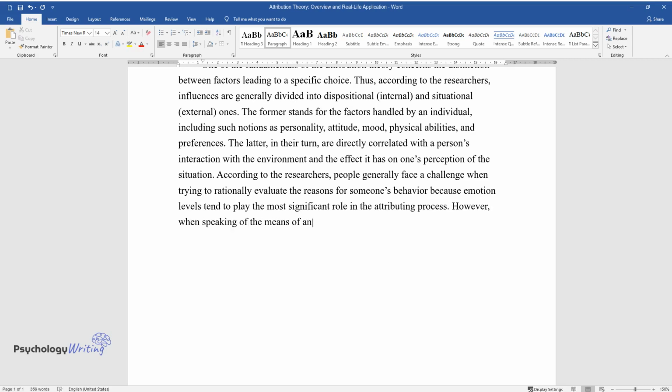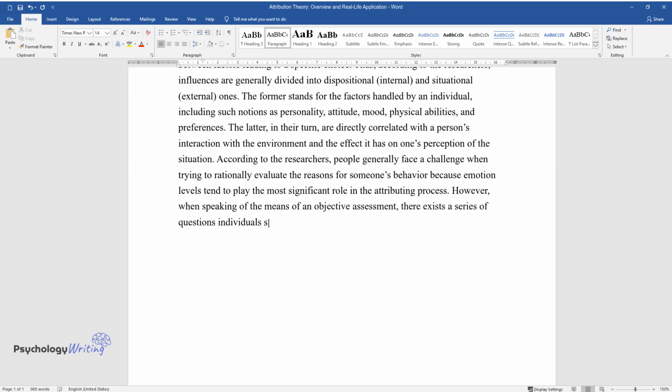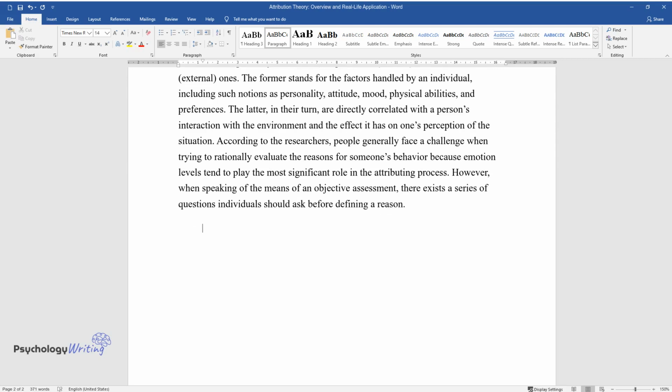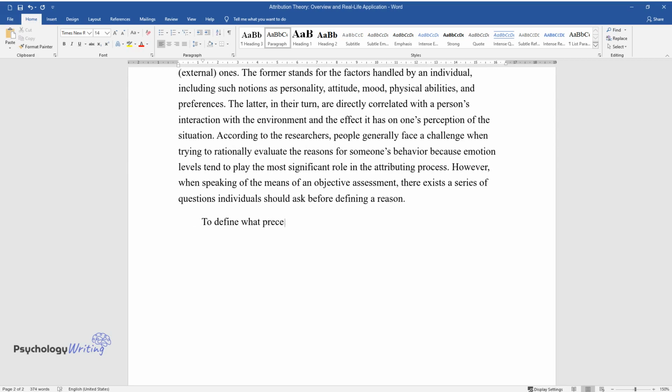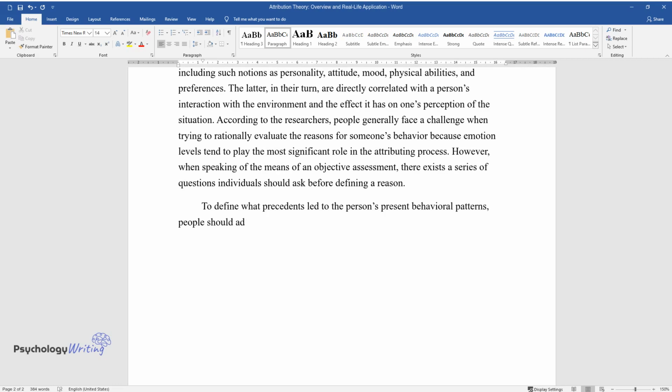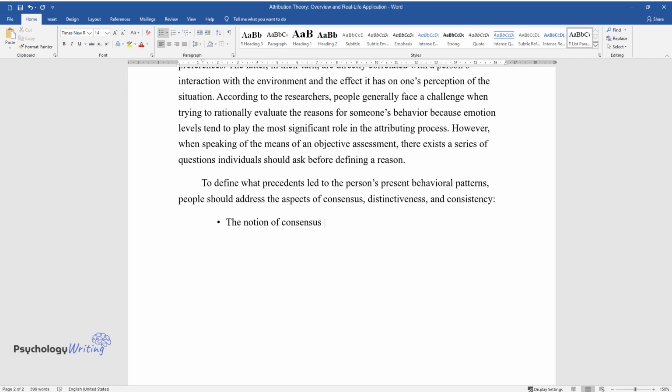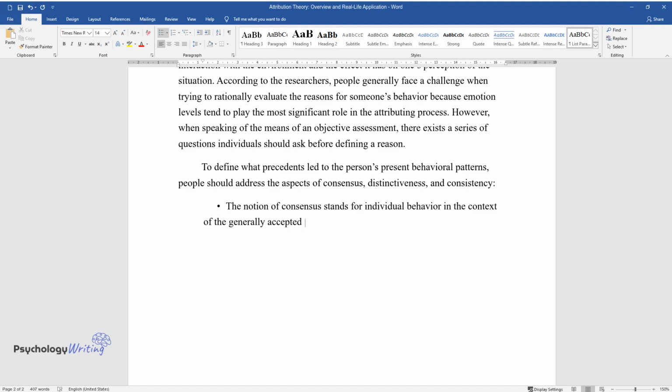According to the researchers, people generally face a challenge when trying to rationally evaluate the reasons for someone's behavior because emotion levels tend to play the most significant role in the attributing process. However, when speaking of the means of an objective assessment, there exists a series of questions individuals should ask before defining a reason. To define what precedents led to the person's present behavioral patterns, people should address the aspects of consensus, distinctiveness, and consistency. The notion of consensus stands for individual behavior in the context of the generally accepted behavioral norms in a given situation.